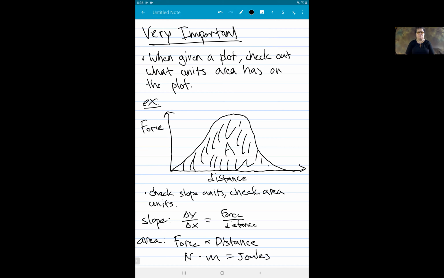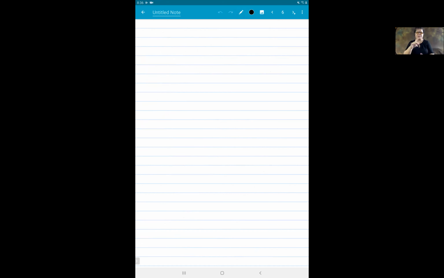Area under the curve sounds pretty similar to the calculus concept, doesn't it? And that's essentially what we're getting at. Oh my gosh, okay, hold on, let me fix my handwriting here.